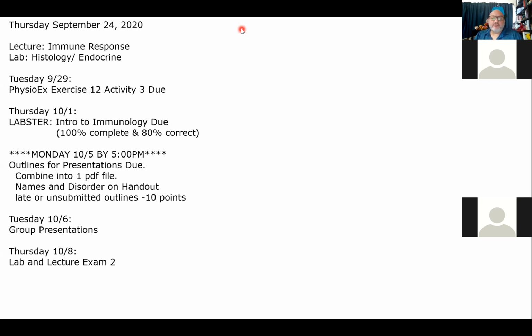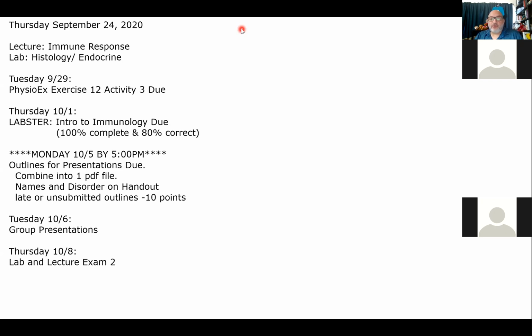And again, remember for those group presentations, you are turning in your outline. You can turn it in as soon as it is done, but it has to be turned in by 5 p.m. on Monday. I want it combined into one PDF. So even if it's a 3-page outline, I don't want it as 3 separate PDFs. I want it combined into one PDF to make it easy for everybody. Make sure your name is on it. Make sure the name of your disorder is on the handout.